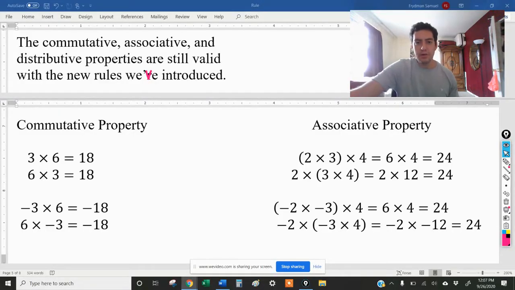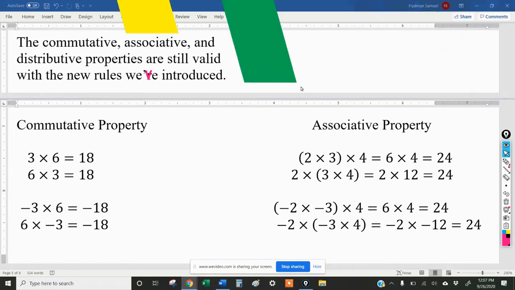Everybody, there's a small typo in the video that you're about to watch. This letter over here should be a V. So this should say the commutative, associative, and distributive properties are still valid with the rules we've introduced.